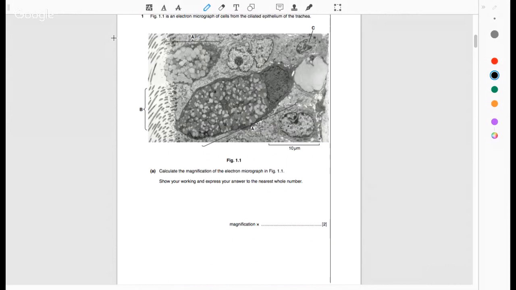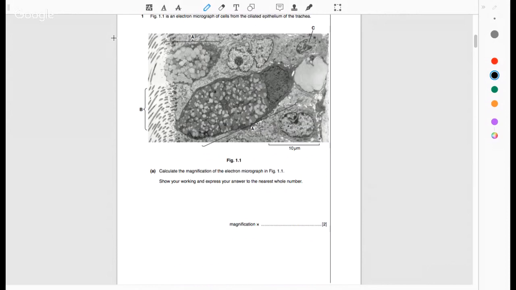B, cilia. The cilia beat the mucus up the airway towards the larynx, in order to be swallowed. Yeah. Okay, cool. You get the marks for that.